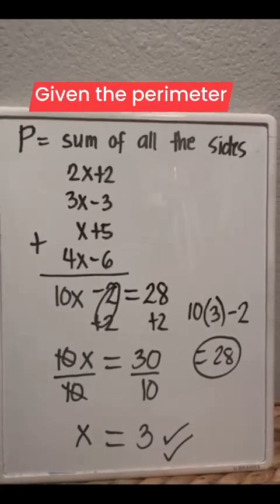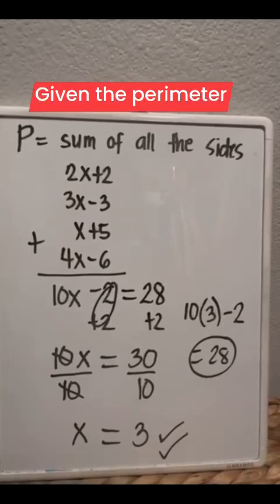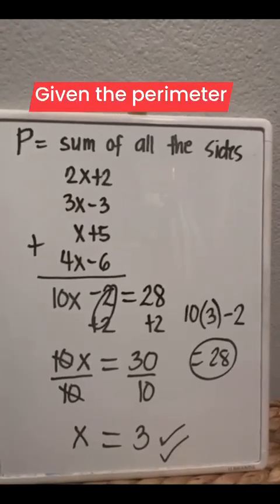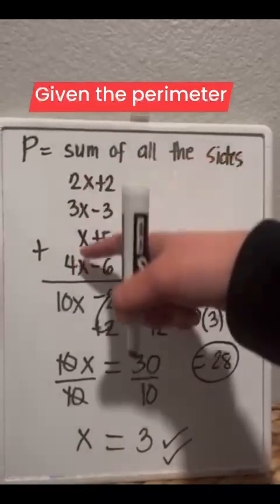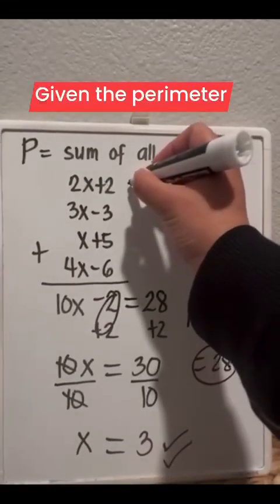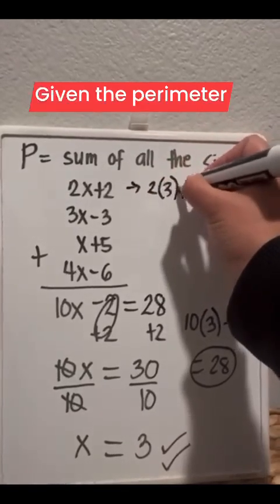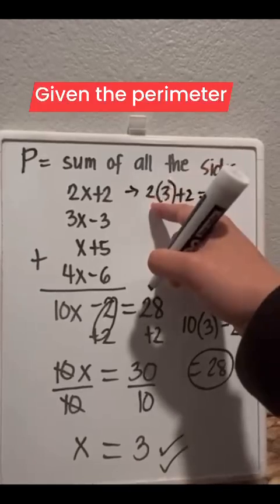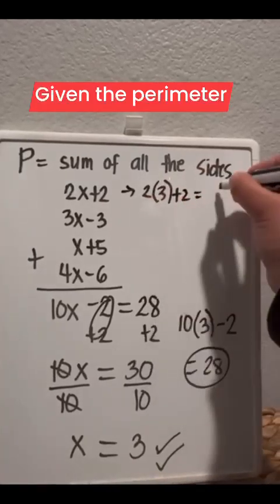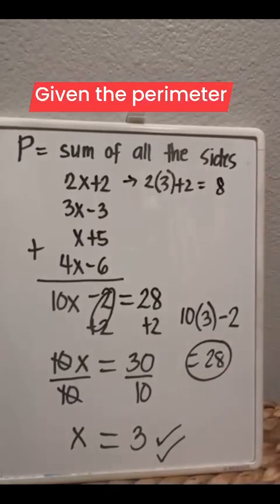So now let's check what will be the measurement of each side of the quadrilateral by replacing the x's in the expressions by 3. So this is how. It's gonna be 2 times 3 plus 2. So 2 times 3 is 6 plus 2. That's 8. So one side of the quadrilateral is 8.